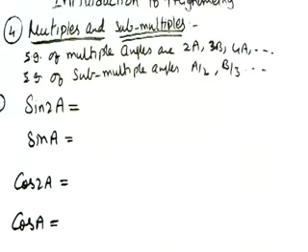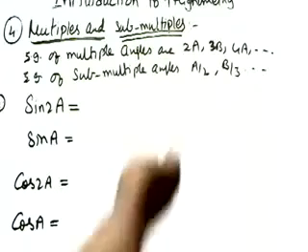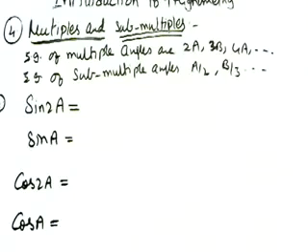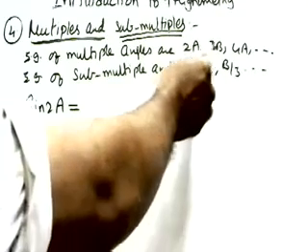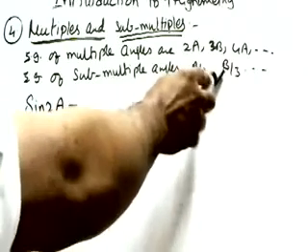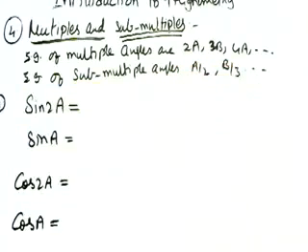Now the next topic is multiples and submultiples. Multiples means multiplying some angle, like 2A, 2 into A, or 3B, 4 examples. When we multiply by some integer, we say the angles are multiple angles. Suppose we divide by some integer, like A by 2, B by 3, A by 4. So we say submultiples: division by integers is submultiples, and multiplication by integers is multiples.